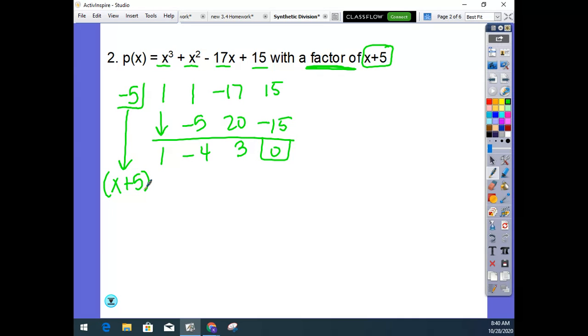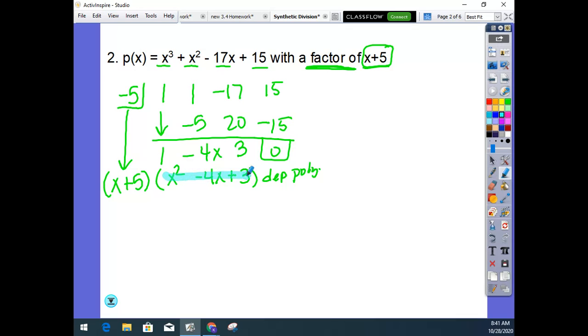Remember, the negative 5 came from x plus 5. This is my constant. This is my x. Put a plus in between because you need something separating your constant from your x. X squared. This part here is the depressed polynomial. The polynomial you're left with after you divide is the depressed polynomial. Now we just need to factor.